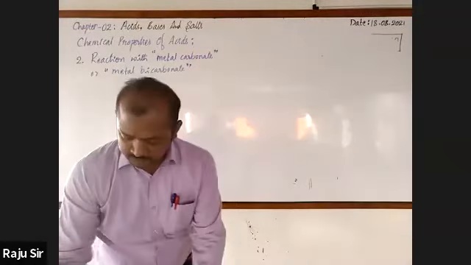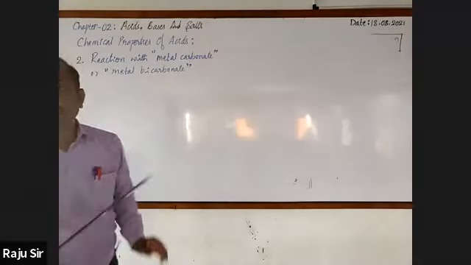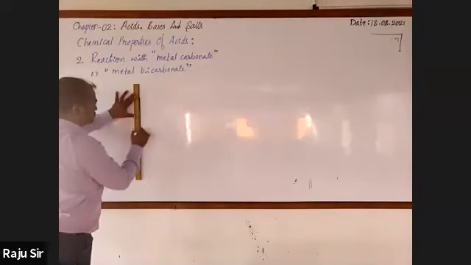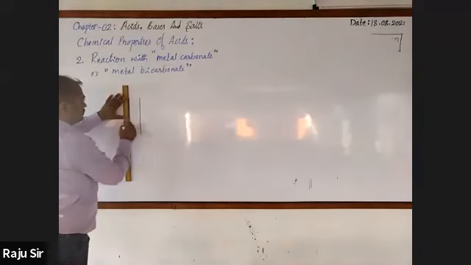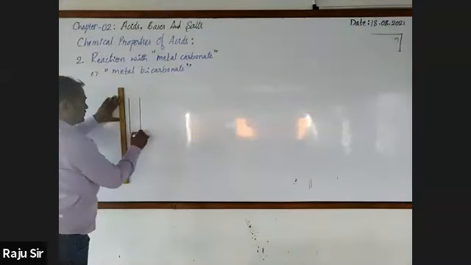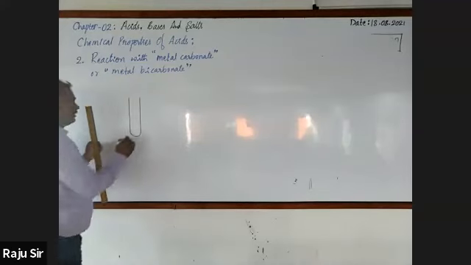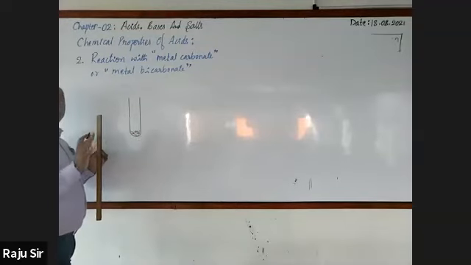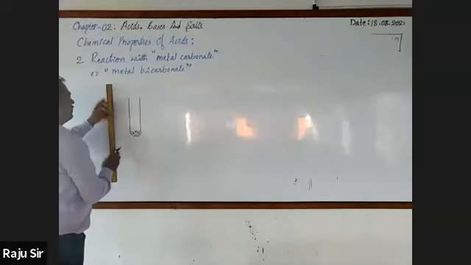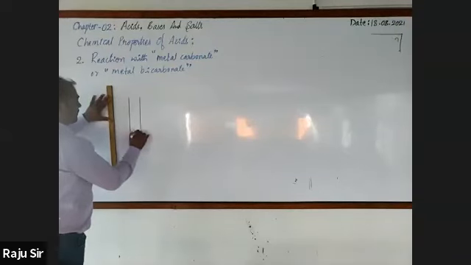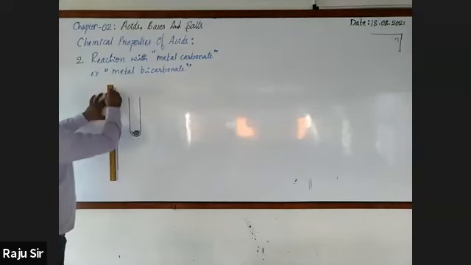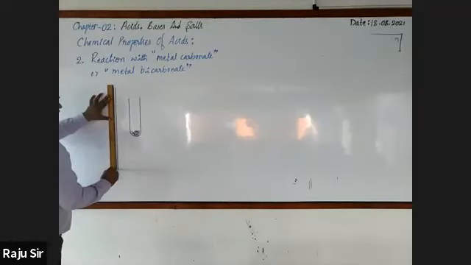First, draw a test tube. What is to be taken in this? Sodium carbonate or bicarbonate. You can take either. Then this test tube should be fitted to an iron stand. Draw an iron stand.